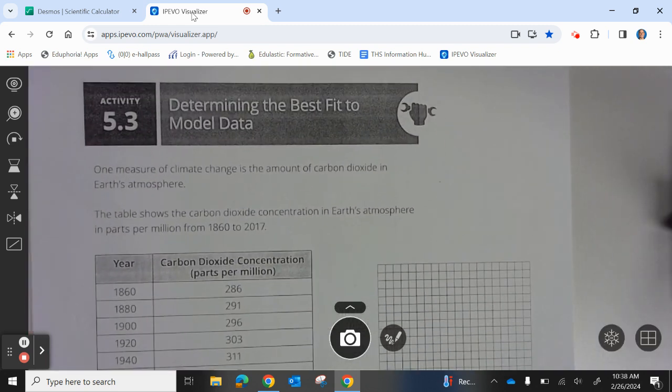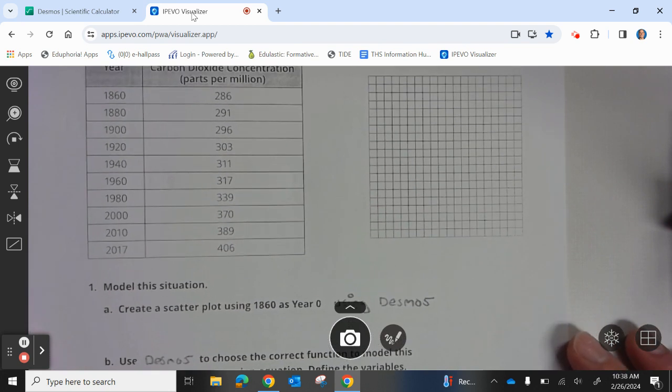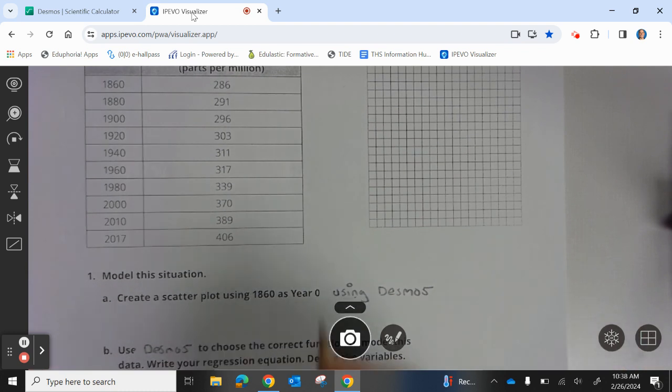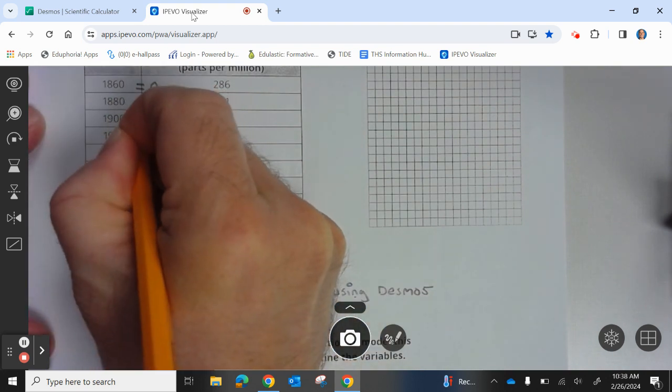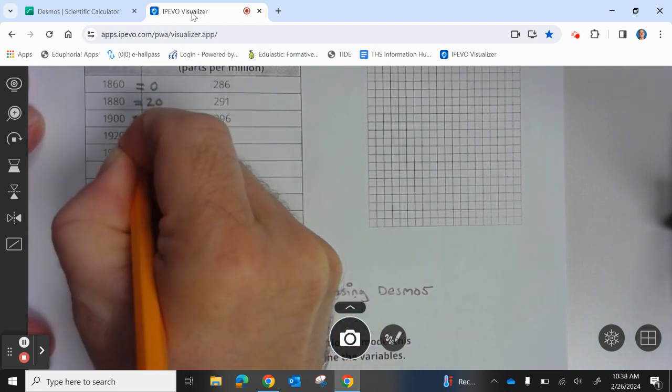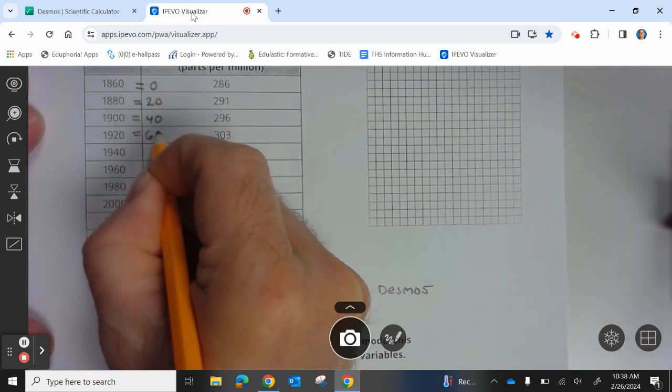Activity 5.3. Determine the best fit to model data. One measure of climate change is the amount of carbon dioxide in the Earth's atmosphere. The table shows the carbon dioxide concentration in Earth's atmosphere in parts per million from 1860 to 2017. Create a scatter plot using 1860 as year 0 in Desmos. So this would be 0. This would be 20. This would be 40. This would be 60.